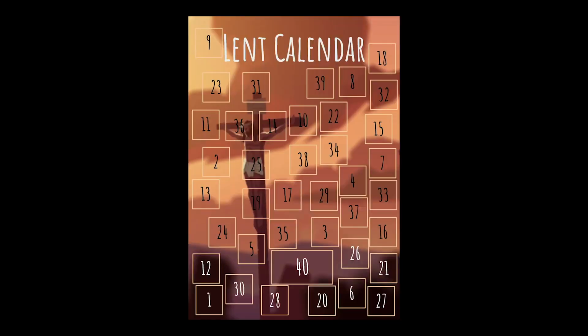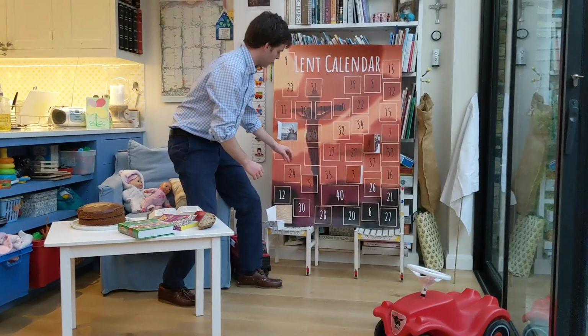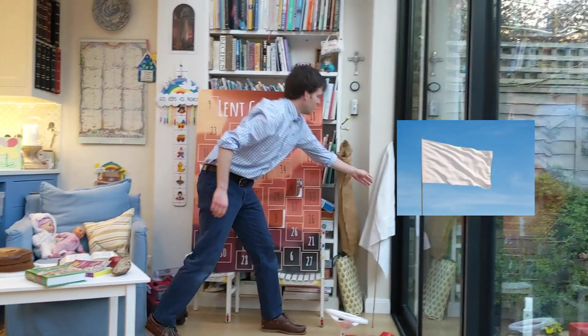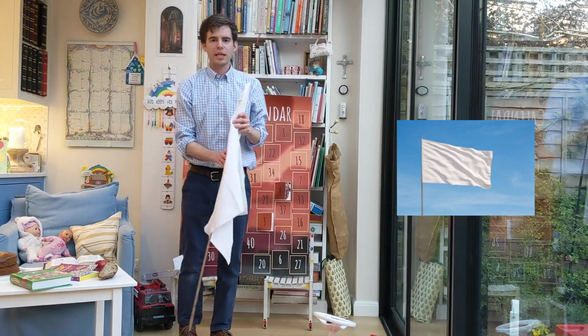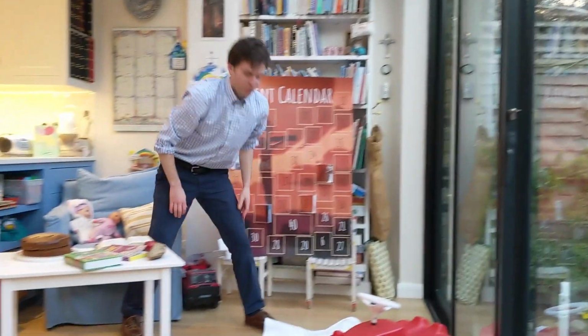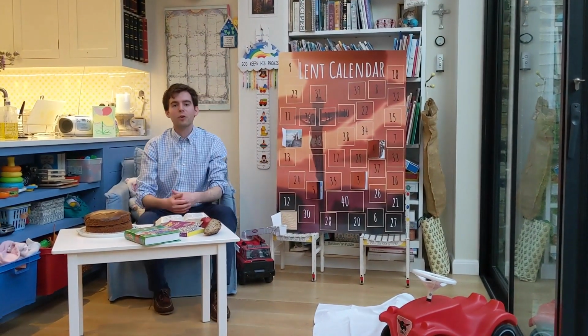Can anyone find box number 5? Where is box number 5? What have we got? Here it is. We've got a white flag. We wave white flags when we give up, when we decide we're not going to go on any further. And it's symbolic that we all give in to temptation.